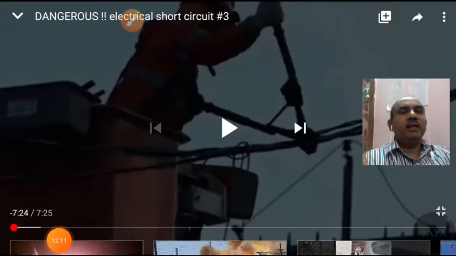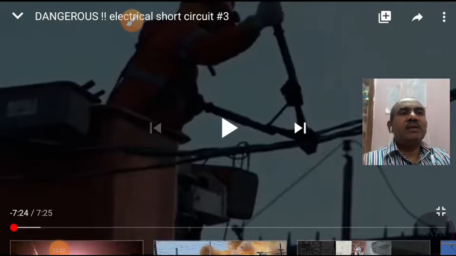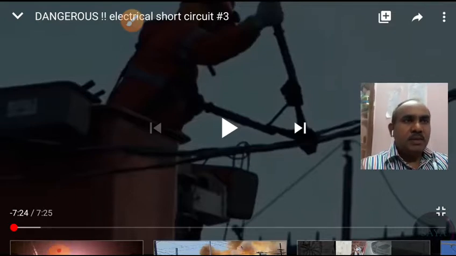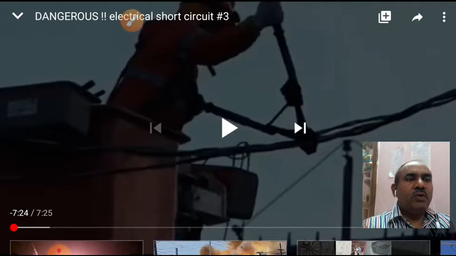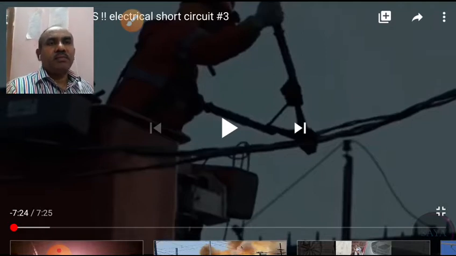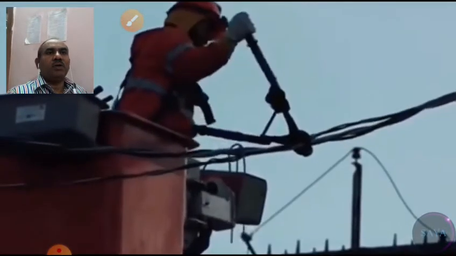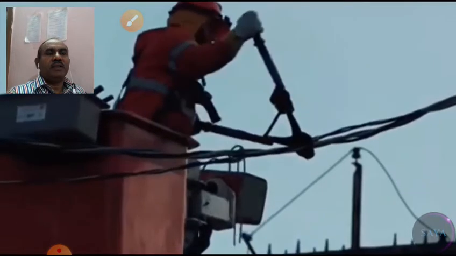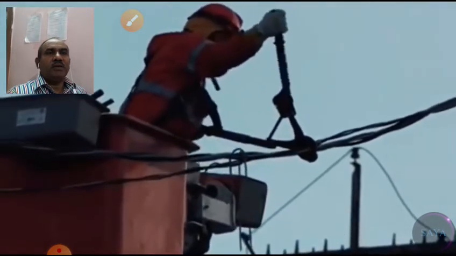Now you can see the person is trying to cut the lines. You want to cut the lines, but what is happening? You don't know whether the lines are live or dead, but you wanted to cut the lines using some cutting plier. Then what is happening? You can see here. You are trying to cut in total R, Y, B, 3 pieces. You can see what his mistake is.